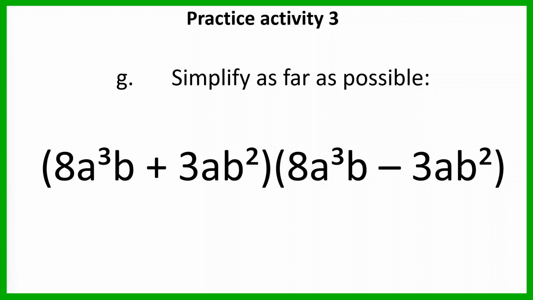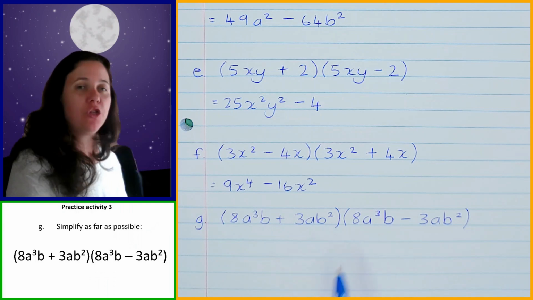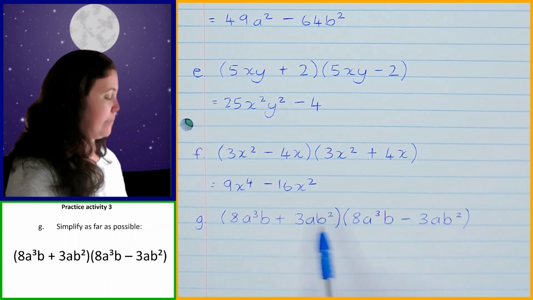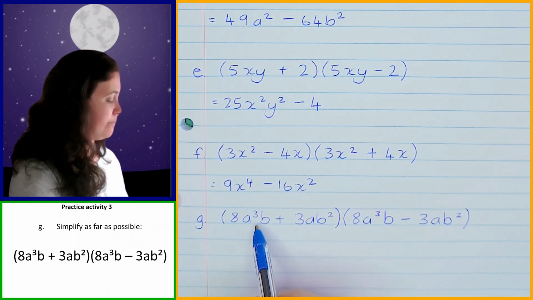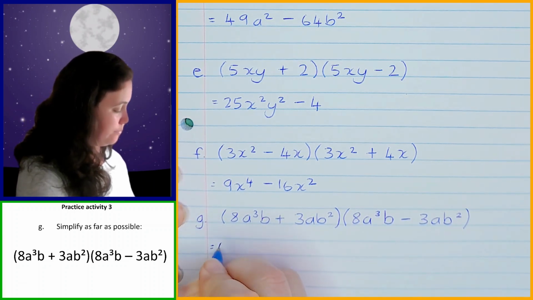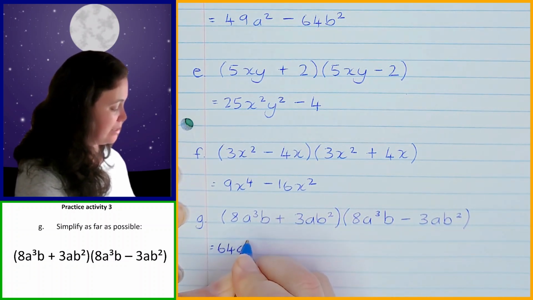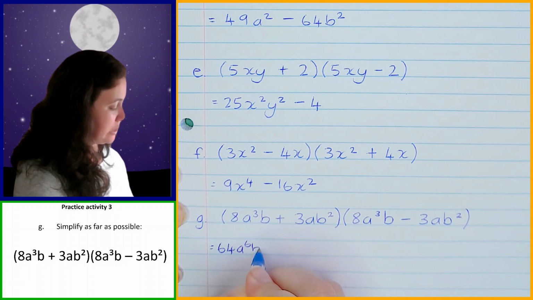Okay, so let's go through that question. First, if you look at the two sets of brackets, the two binomials are the same except for the plus and the minus. So I'm going to use my shortcut, 8a cubed b times 8a cubed b. First I've got 8 times 8 is 64. Then a cubed times a cubed is a to the power of 6. And b times b is b squared.